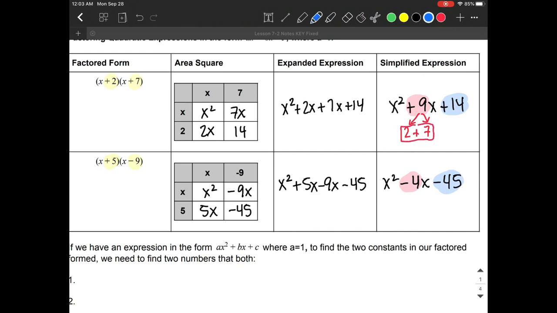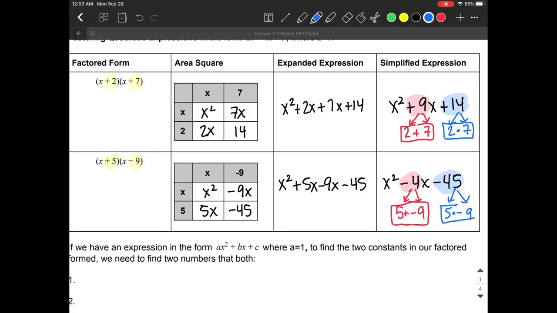Is there something I can do with 2 and 7 to get 14? Yes, there is. I can multiply them together. What about in my second example? Now the unique numbers that I have are 5 and negative 9. So is there something I can do with 5 and negative 9 to get negative 4? Yes, there is. I can add them together. And then is there something unique I can do with 5 and negative 9 to get negative 45?